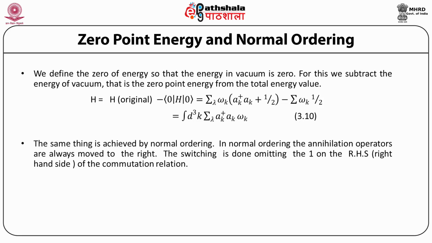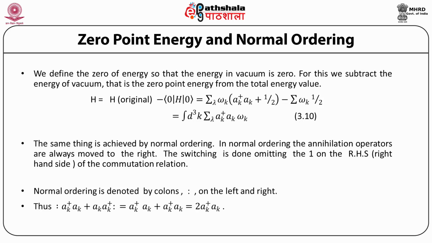The same thing can be achieved by what is called normal ordering. In normal ordering, the annihilation operators are always moved to the right. The switching is done by omitting the 1 on the right hand side of the commutation relation. This is a crucial point. We use the commutation relation, but we don't use the term 1 on the right hand side of the commutation relation. This process is called normal ordering.